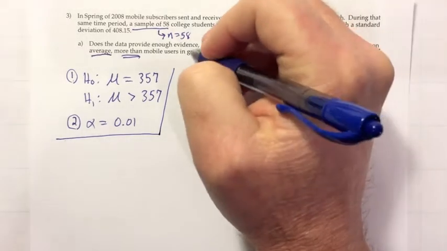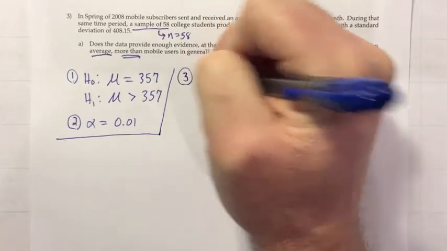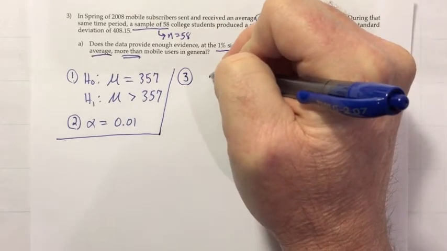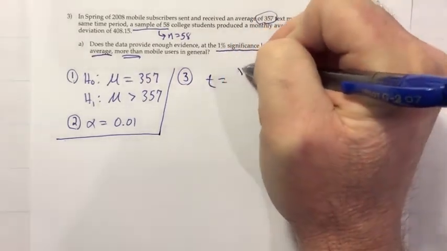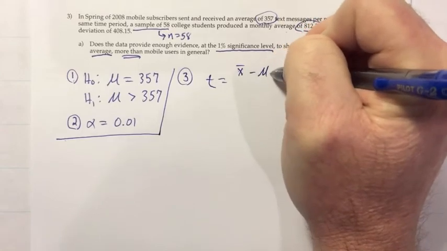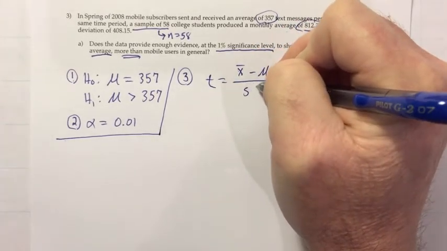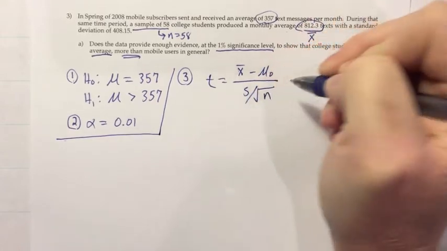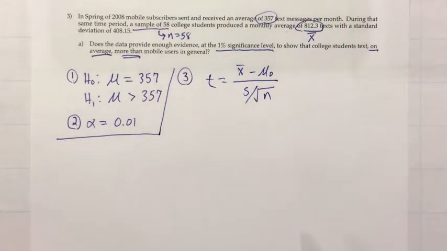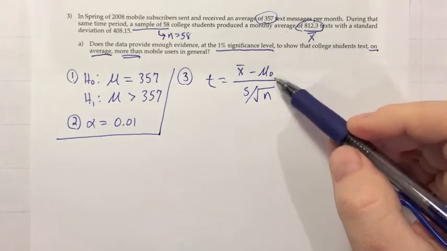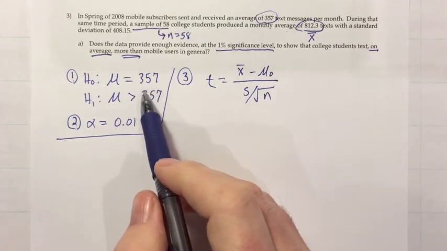So for step 3, we're in mean land, so our test statistic would be a t-score. It would be our sample mean minus the claimed mean divided by the standard deviation of X bar, which we're going to approximate with S over root N. So then we can just think, do we have all those things? X bar is right there. The claimed mean is the 357.